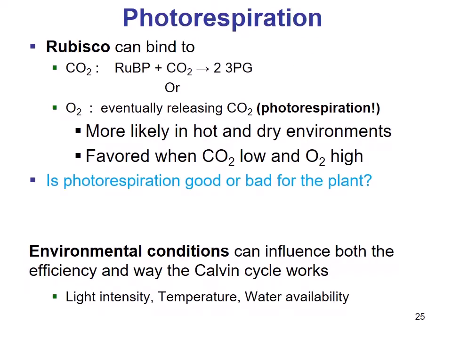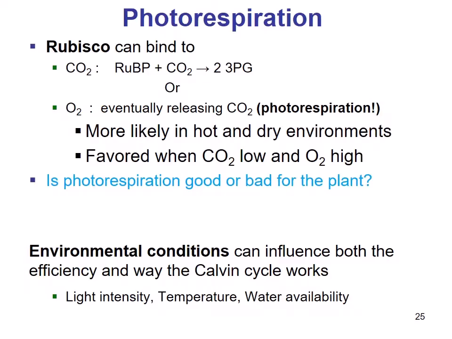Rubisco is that enzyme that we just talked about, binding carbon dioxide with RuBP and producing 2 3PG. Or Rubisco can also bind to oxygen, which eventually can cause a release of carbon dioxide, which is called photorespiration. This is more likely in hot and dry environments, and it's favored when carbon dioxide concentration is low and oxygen concentration is high. It's more likely to make the mistake if there's lots of oxygen and not much CO2. So, do you think photorespiration is good or bad for the plant?